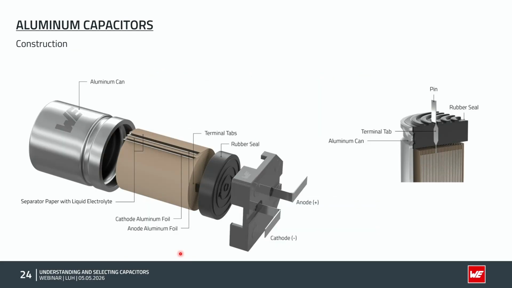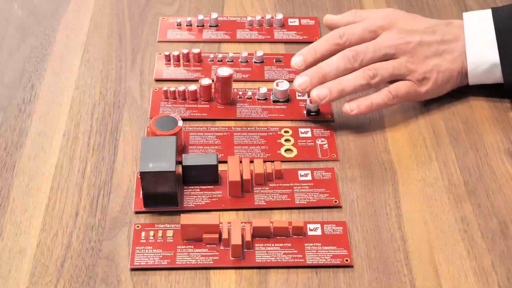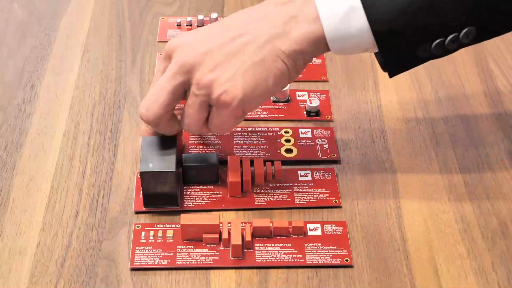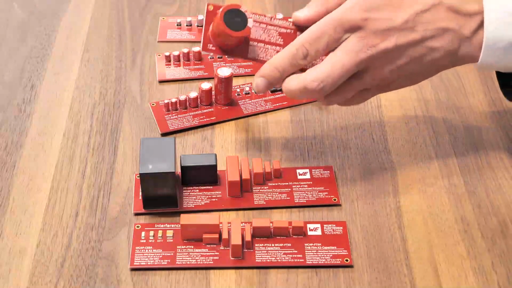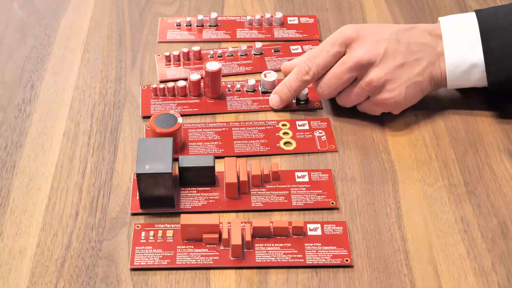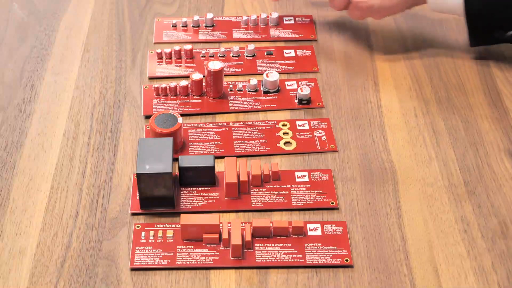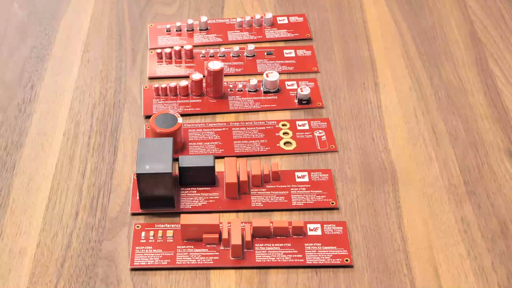And now we will talk about aluminum electrolytic capacitors. I also brought some samples here. So you see here the samples for the electrolytic ones. We have bigger capacitors such as the snap-in types. We have the THT ones. We have also the aluminum polymer capacitors, and we have also the aluminum hybrid capacitors.